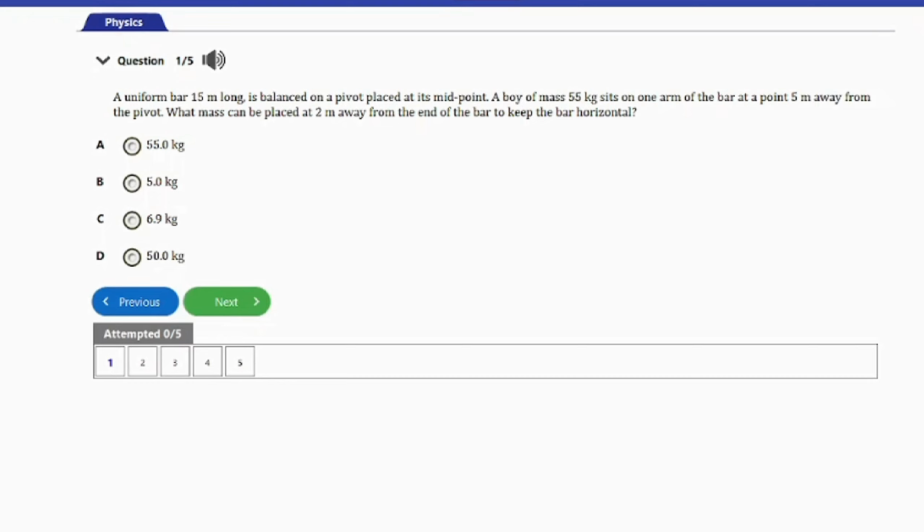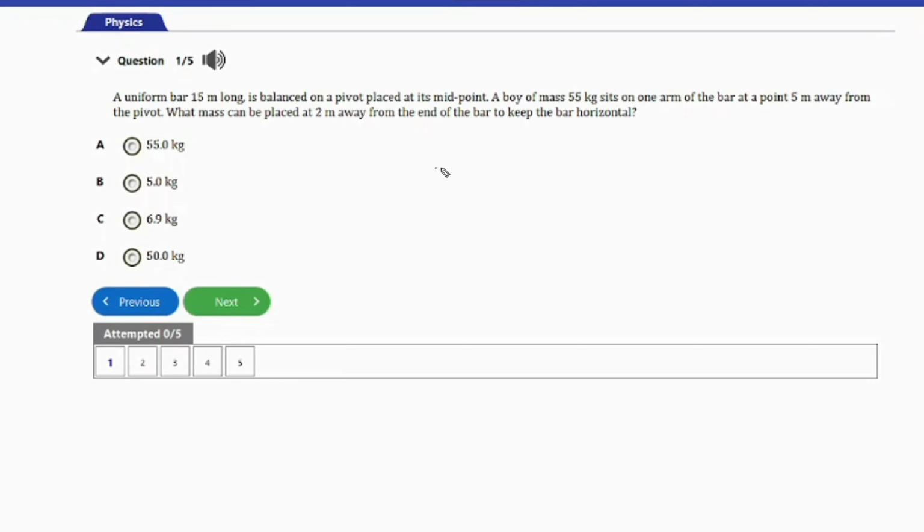It says, a uniform bar 15 meters long is balanced on a pivot placed at its midpoint. A boy of mass 55 kg sits on one arm of the bar at 0.5 meters away from the pivot. What mass can be placed at 2 meters away from the end of the bar to keep the bar horizontal? We are going to tackle this together.